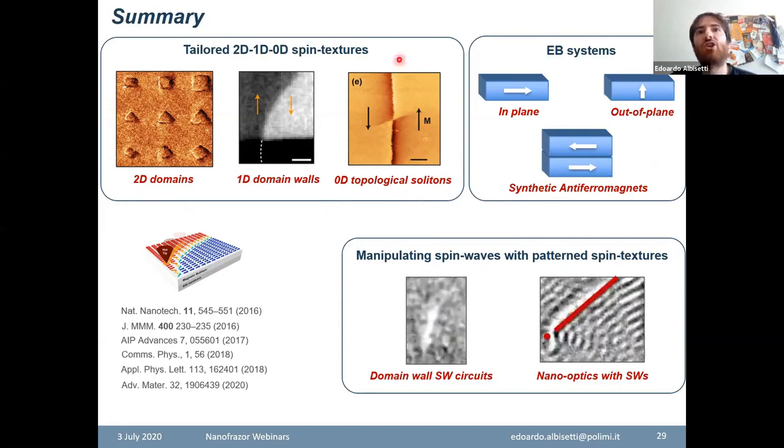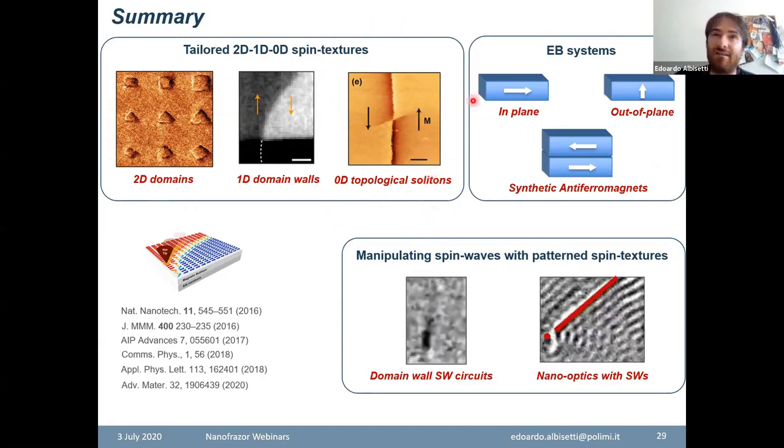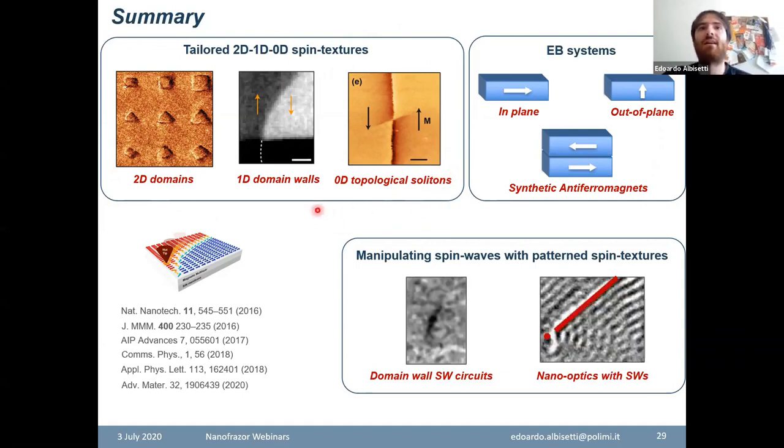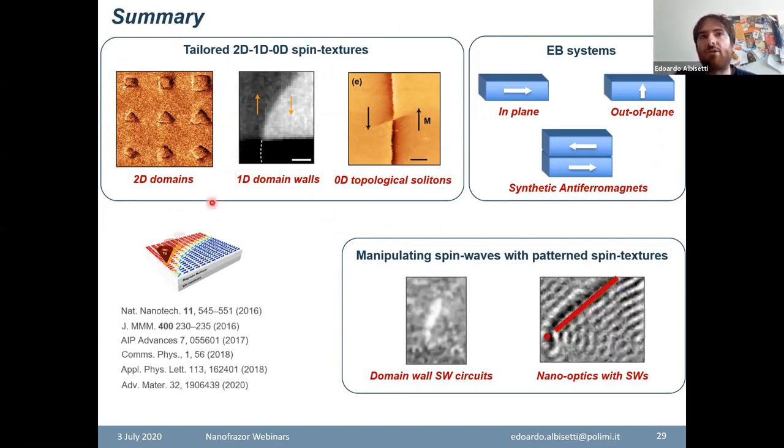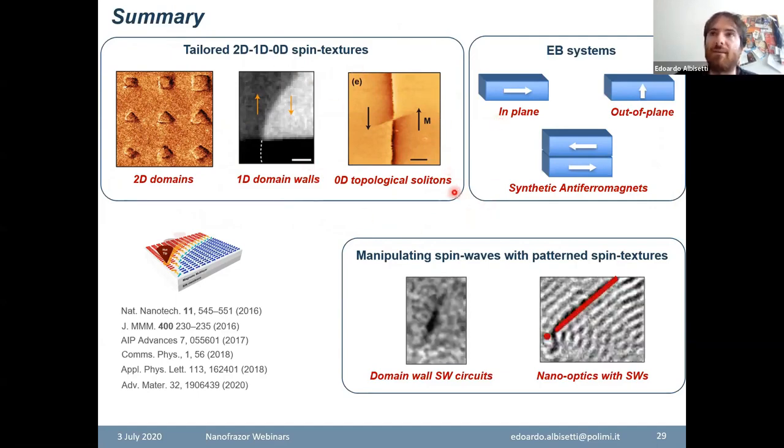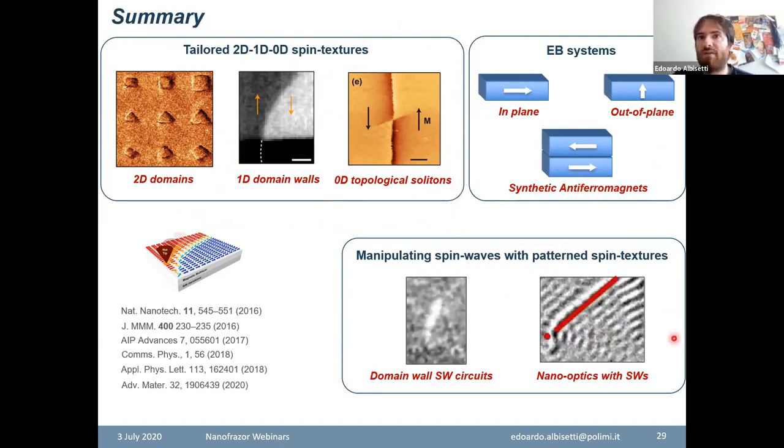And by controlling the shape and the geometry of the patterning field and the shape of the patterning area, we can also control the types of textures that you can write, ranging from two-dimensional domains, to one-dimensional domain walls, and to zero-dimensional topological solitons with a deterministically defined topology. And the application that I showed you was about spin waves.